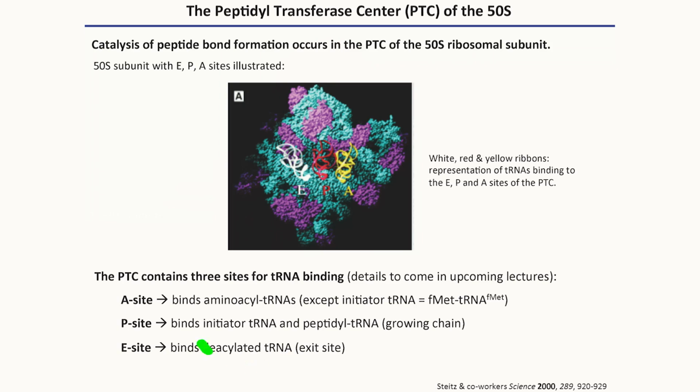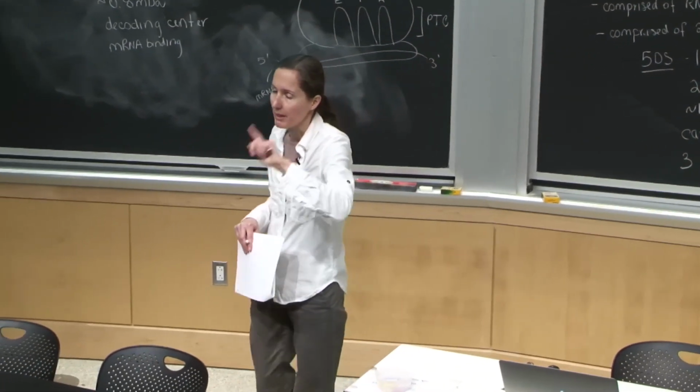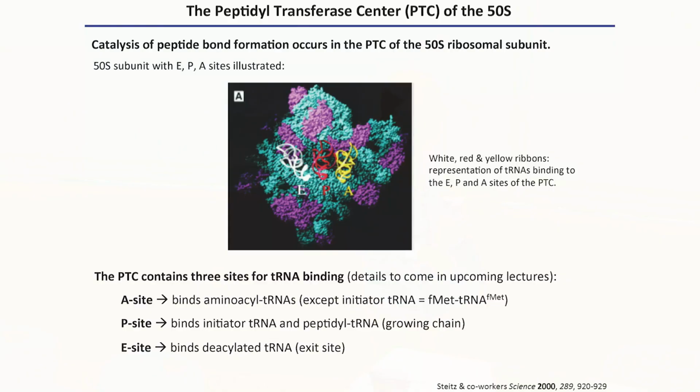The A site binds aminoacyl tRNAs, with the exception of initiator tRNA, which cannot bind to the A site. The P site binds the initiator tRNA during the initiation process of translation, and then it also binds peptidyl tRNAs, so effectively the tRNA that has the growing peptide chain attached. And then the E site binds the deacylated tRNA, and this is called the E site because it's the exit site, and eventually this tRNA that has lost its amino acid needs to get kicked out of the ribosome.